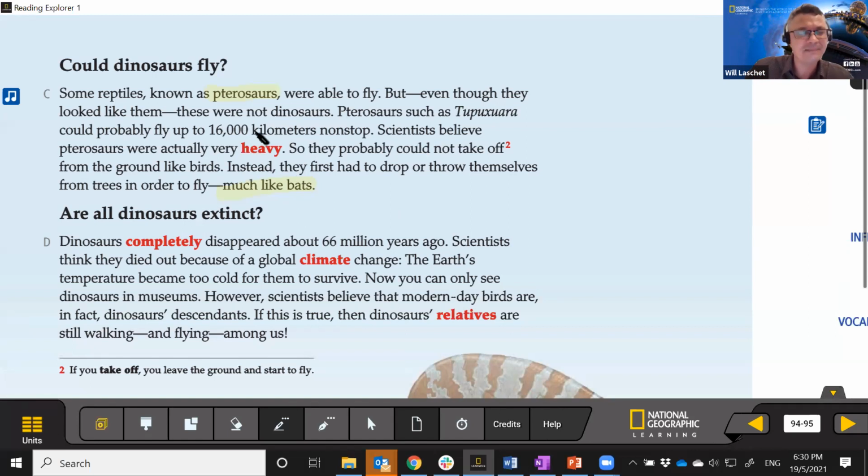Anything else interesting in this paragraph that you can see here? Anything else that you found interesting?